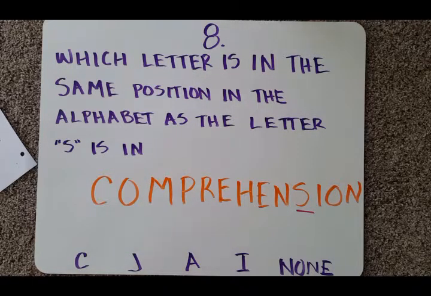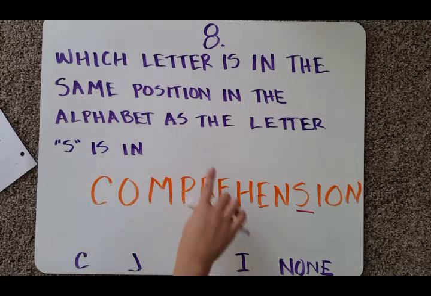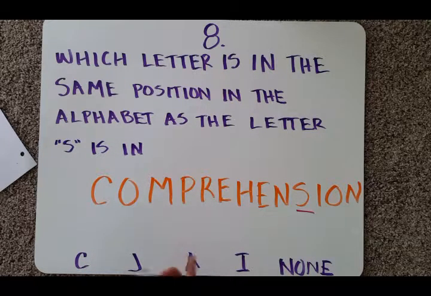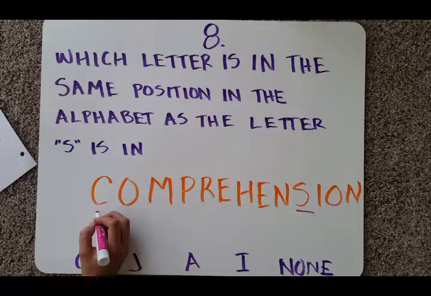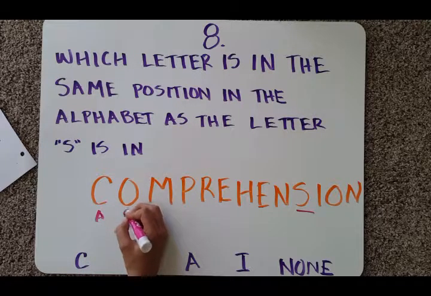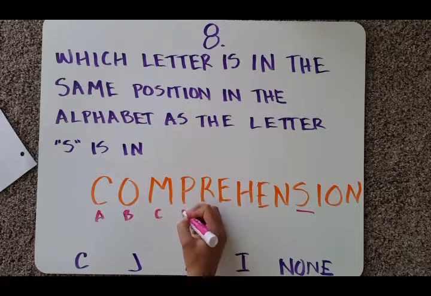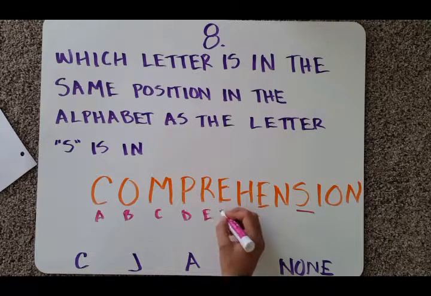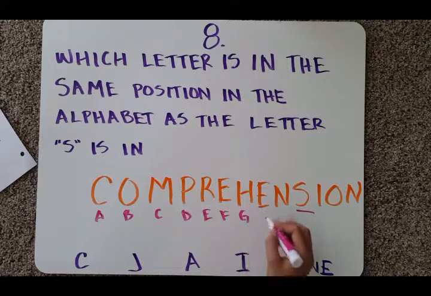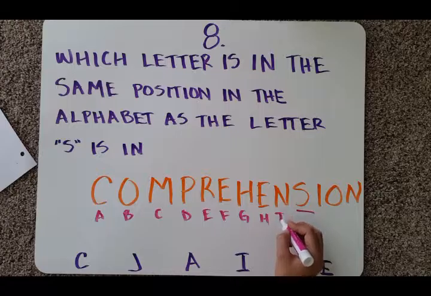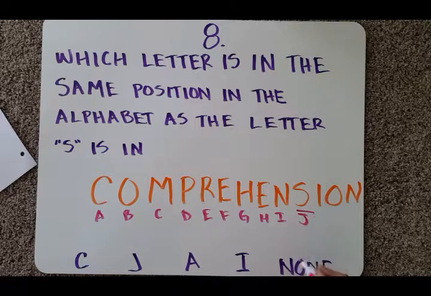And then we're going to find which letter is in the same position in the alphabet as S is in this word. So the easiest way to do that is just to go like this. A, B, C, D. So J is in the same position in the alphabet as S is in this word. And J was the answer under letter B on your packet.